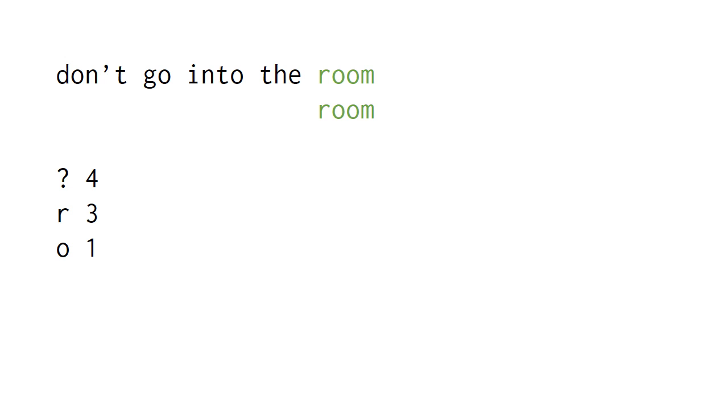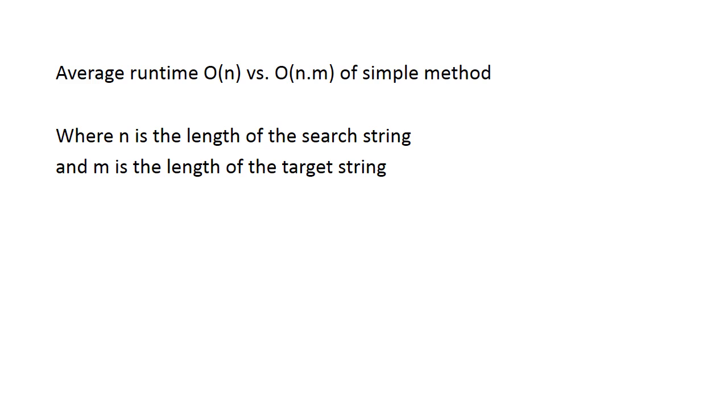This example showed that by overwriting repeat characters in the skip table with smaller skip values, we still produce the correct result. A quick note on the algorithm's complexity. The average runtime of the Boyer-Moore-Horspool algorithm is in the order of n, whilst the first simple method is n times m, where n is the length of the search string and m is the length of the target string. This is a considerable speed up for a relatively simple algorithm. That's the end of this overview. Thanks for watching.